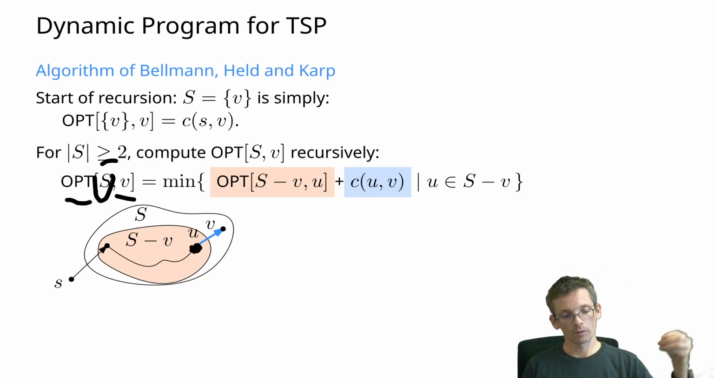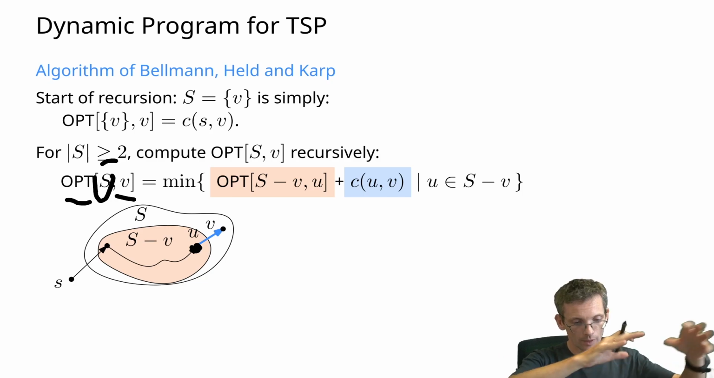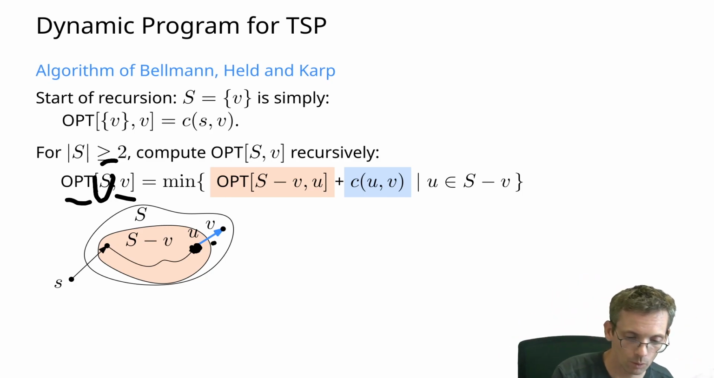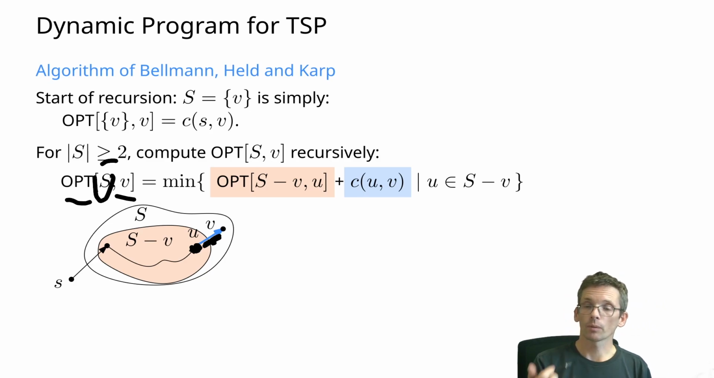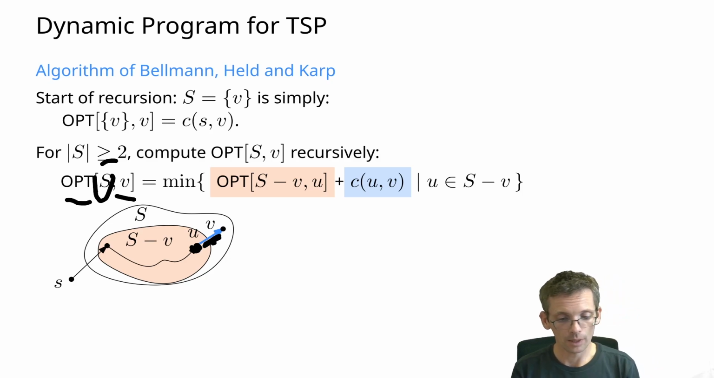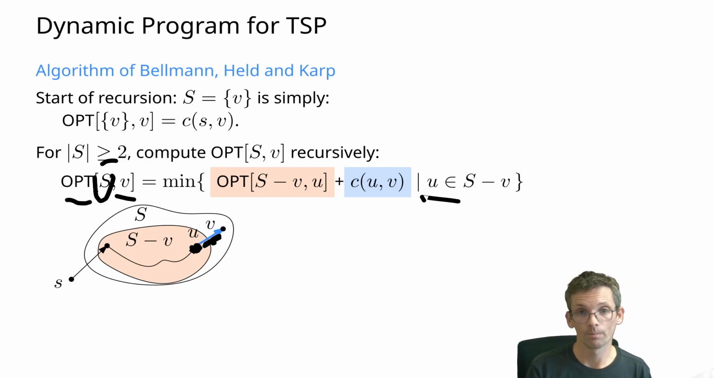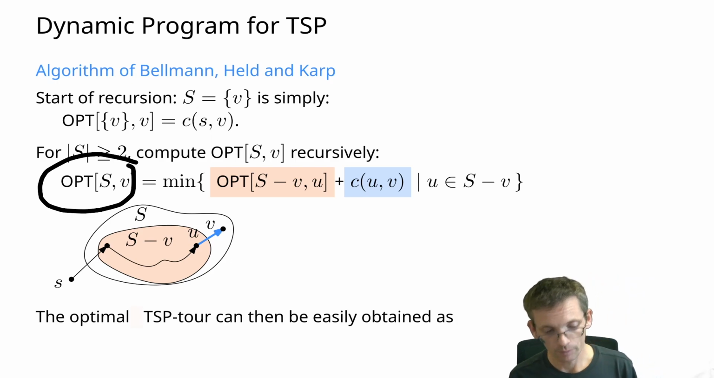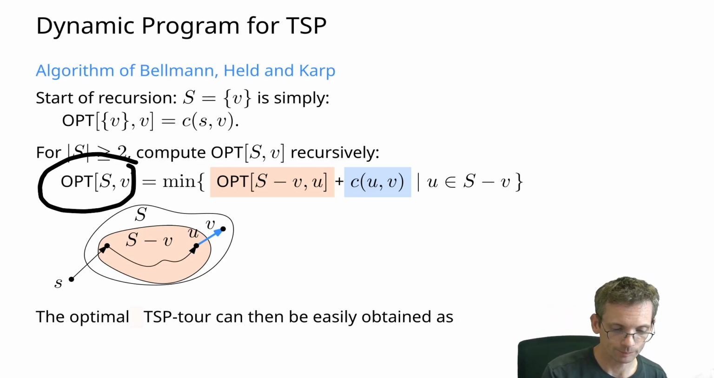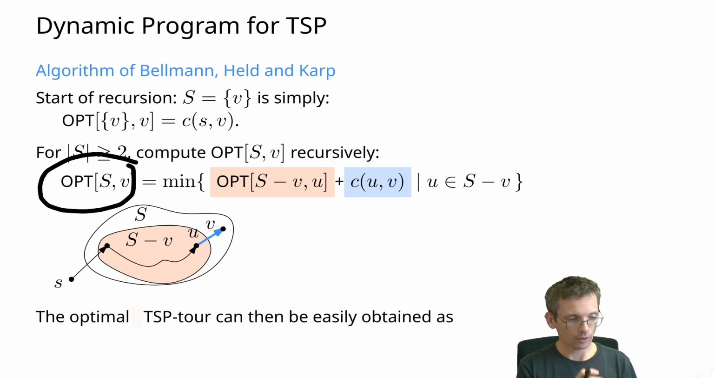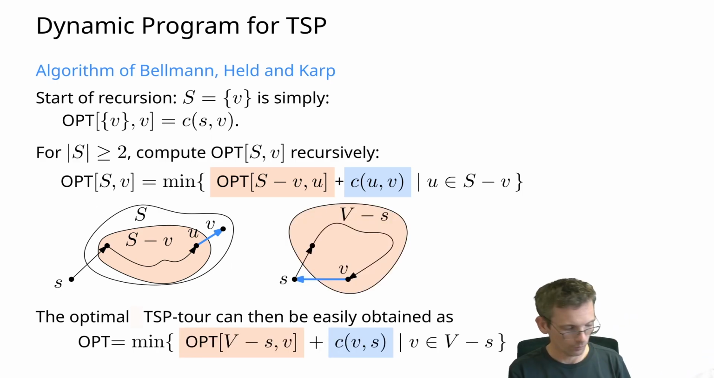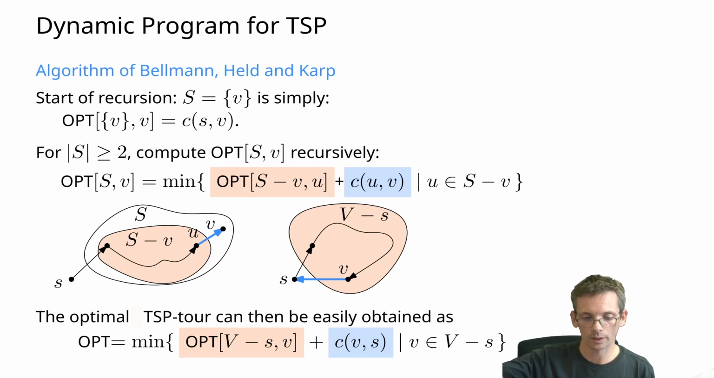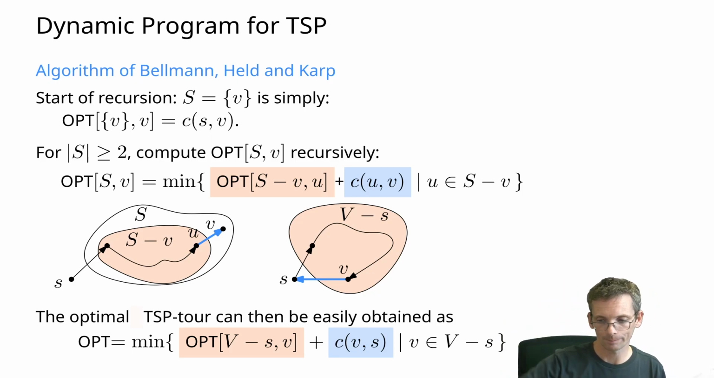Then I know the optimal solution. If I know U, the optimal solution to get to V while visiting big S is an optimal solution to visit U while visiting S without V, and then going the last step to V. The only thing we need to do now, because we do not know U, is to minimize this expression over all possible choices of U. And if we now have this value calculated for all S and V, then the optimal TSP tour can simply be calculated, as we saw on the previous slide, by trying every possible vertex V as the last vertex that is visited, plus the edge length of the edge back.